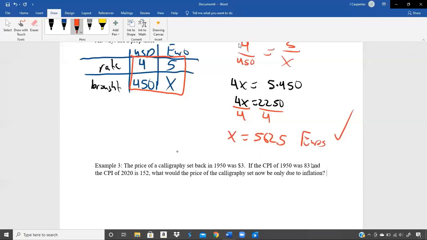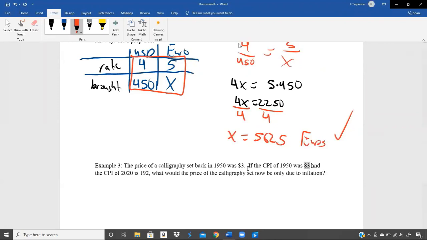The price of a calligraphy set back in 1950 was $3. If the CPI, I want to make the CPI of 2020 a lot higher. Actually, let's go 192. Sorry about that. 192. So the price of this calligraphy set, not saying it's a good or a bad calligraphy set yet, is priced $3 in 1950. And the CPI in 1950 was 83. So this is just a number that you would find from a table. I made it up on the spot. It's not 83, nor is 2020 192.